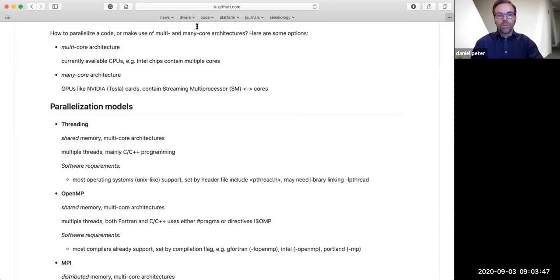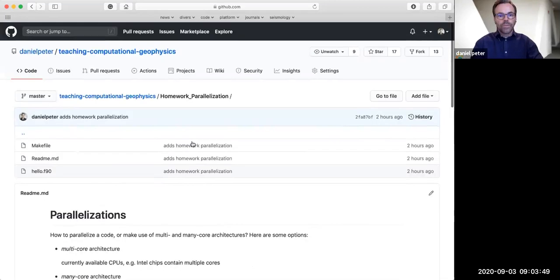Yes. Good. So you have it on GitHub. Just try and get it down from GitHub and then have fun with it.